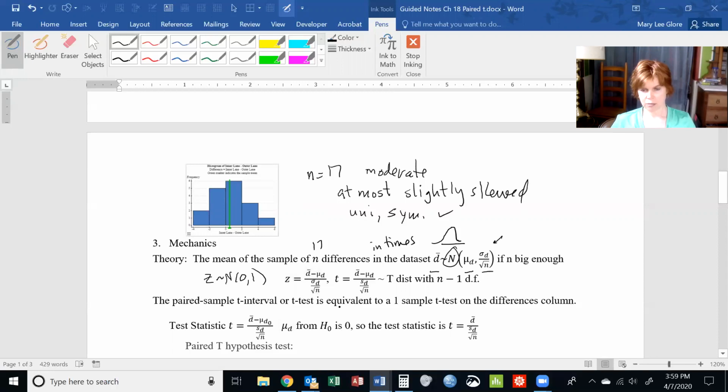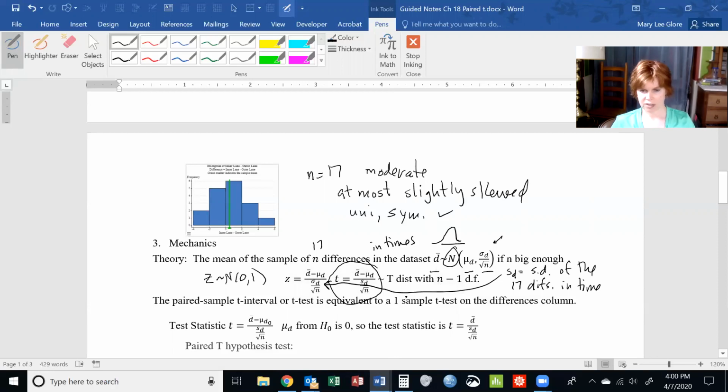Well, just like in the past, we don't know what sigma d is. So we're going to use SD, the standard deviation of those 17 differences in time. We're going to use that as an estimate of sigma d in this little z formula here. And when I do that, I replace it, I get a t. So that's what I have here. This has a t distribution with n minus 1 degrees of freedom.